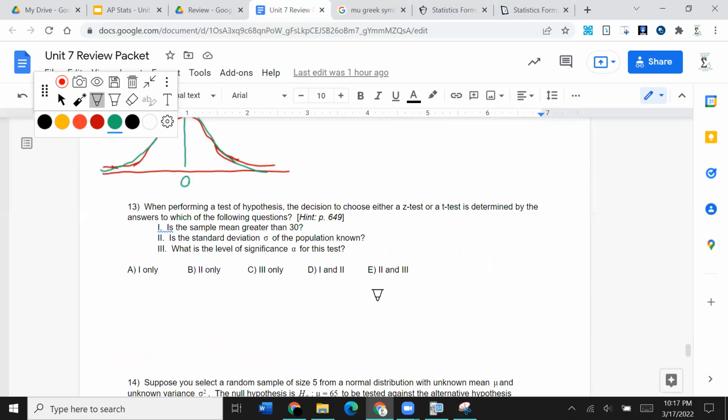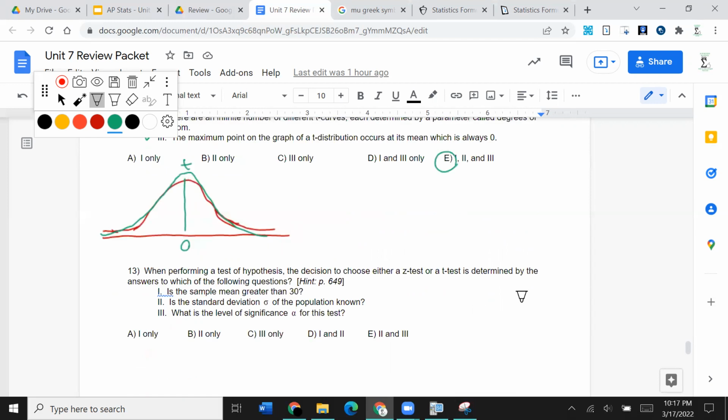And number 13. When performing a test of hypotheses, the decision to choose a z-test or t-test is determined by which of the following questions? Is the sample mean greater than 30? Well, that doesn't guarantee it's going to be a z. Is the standard deviation of the population known? If we know that, that's when we use z.